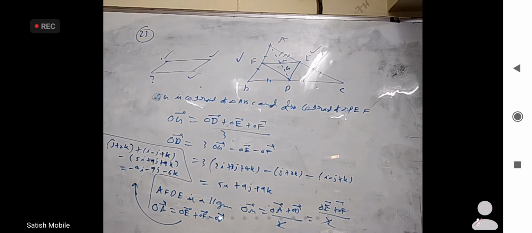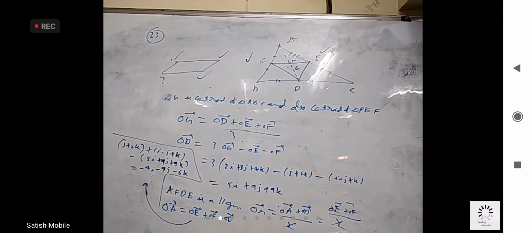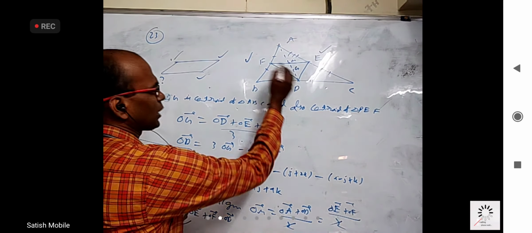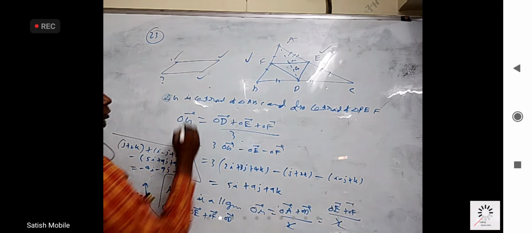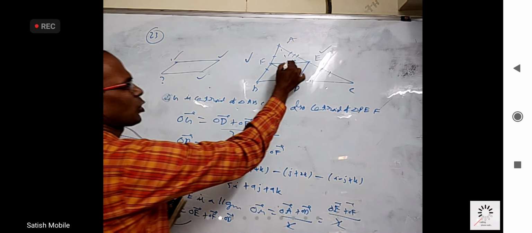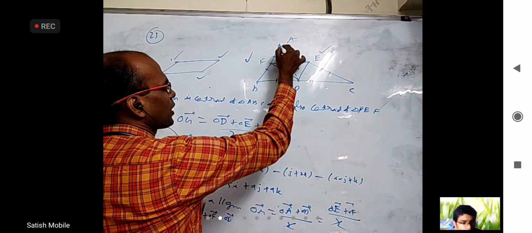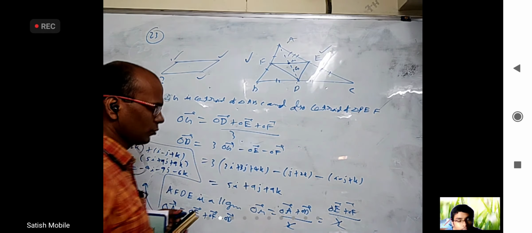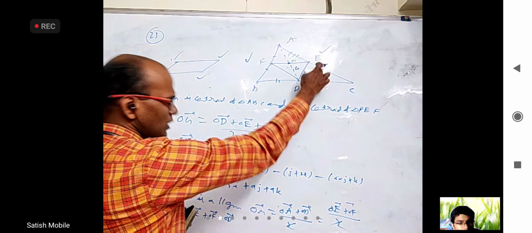So I am erasing this. Yes, please. In a parallelogram, the sum of these two is the same as the sum of these two. I am calling this M, as in a parallelogram, diagonals bisect each other. So the midpoint of AD is the same as the midpoint of EF. That's what I wrote. OM bar is (OA plus OD) by 2, also (OF plus OE) by 2.